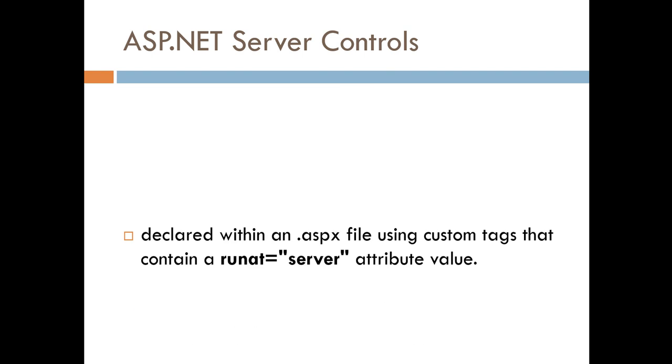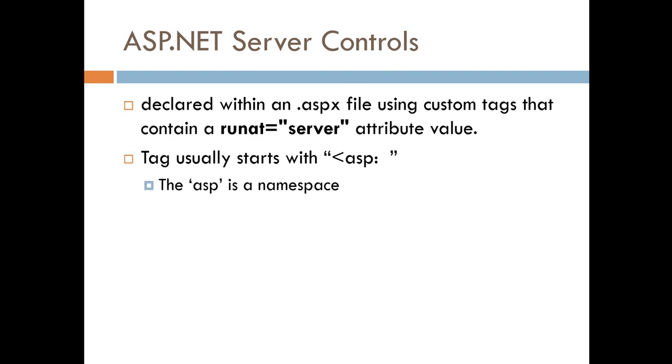All right, so server controls. Basically what we're looking at is runat equals server, but also the tag usually starts with asp. Now you might wonder what that is, but essentially it's a namespace. When you view the code that comes down to the browser, you will never see that asp. It will actually generate the appropriate HTML for the client browser, right? And that's basically what you get.